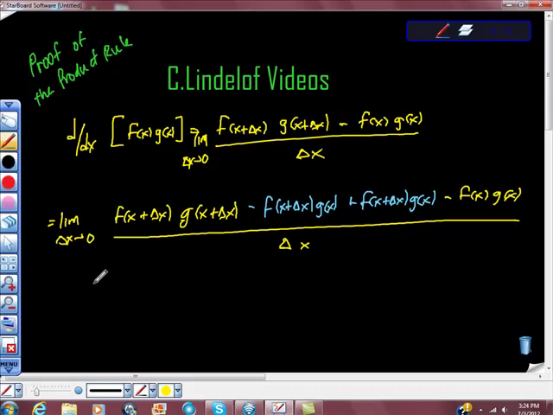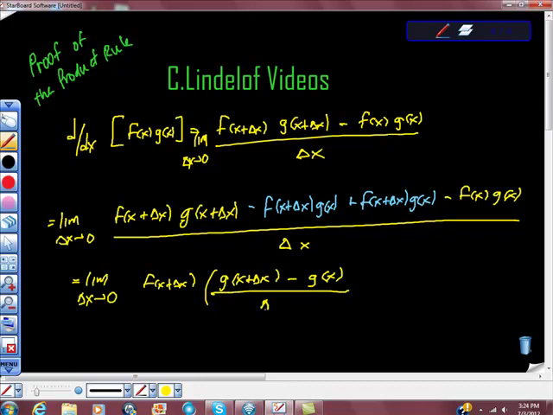I'm going to rearrange the pieces a little bit. But I'm going to get the limit as the change of x approaches 0 of f(x plus change of x) times g(x plus change of x) minus g(x). I'm factoring out that g(x) out there. Hopefully you can see that. Over change of x, right?